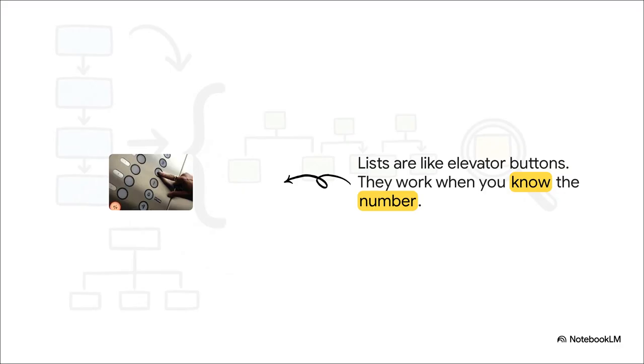Here's a great way to think about it. A list is like the button panel in an elevator, right? If you know you need to go to the 5th floor, it's easy. You just press the button labeled 5. But what if you don't know the floor number? What if all you know is that you need to find the marketing department? That numbered panel is suddenly pretty useless, isn't it? You need a totally different kind of directory.